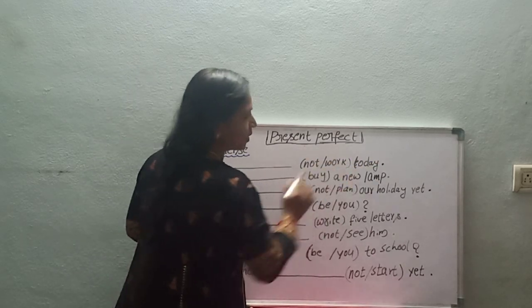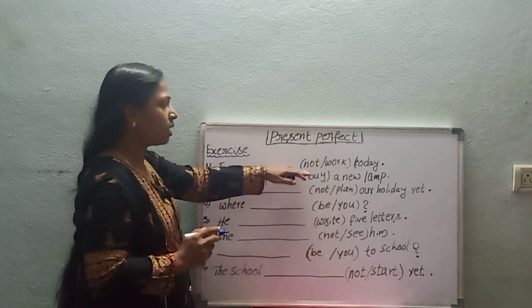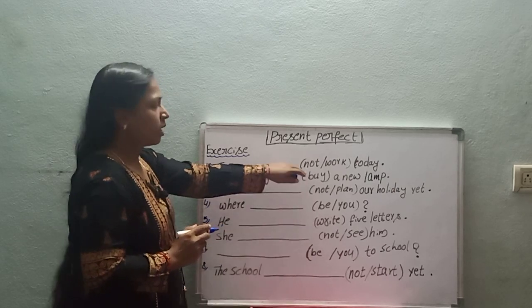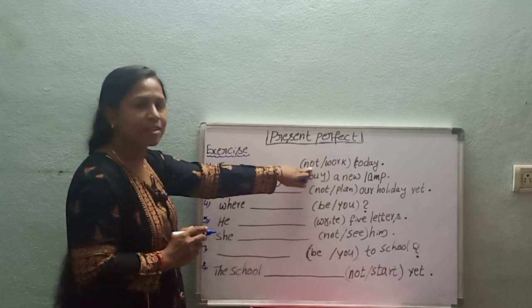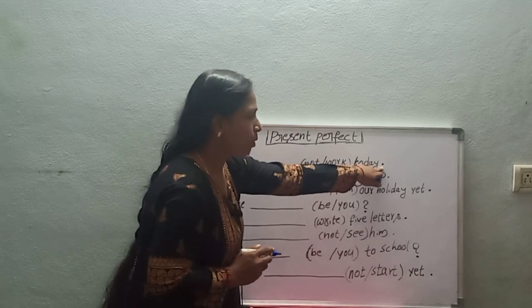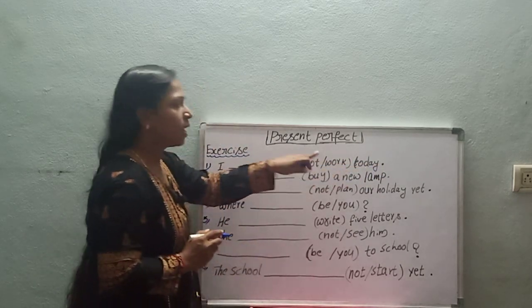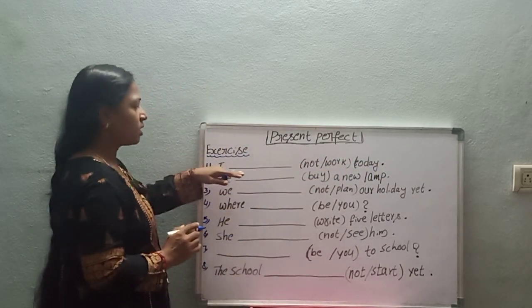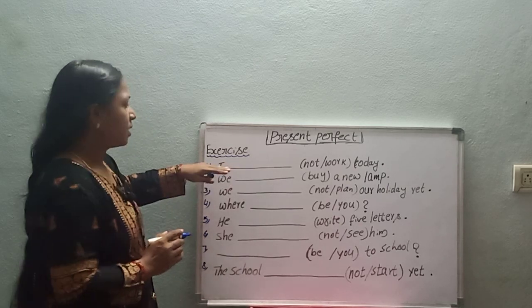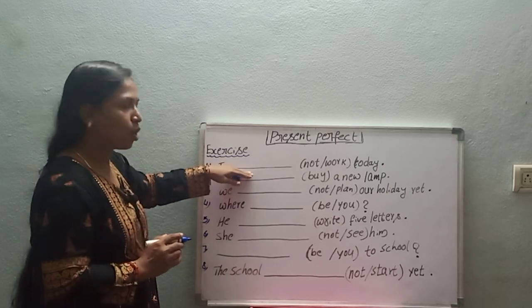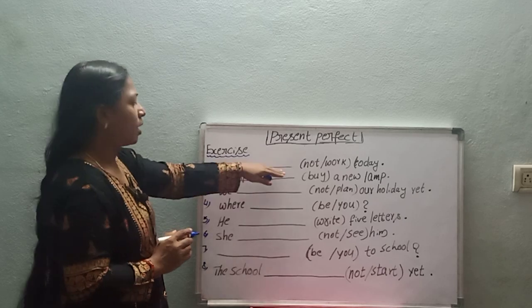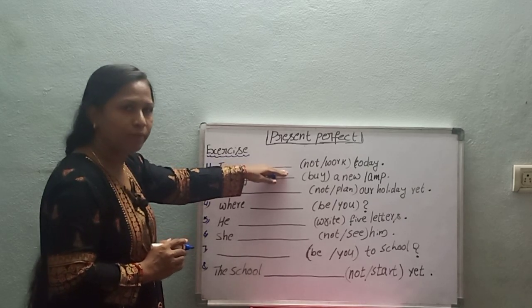There is a full stop at the end of the sentence. So this is the negative sentence because "not" means negative. What is the structure of a negative sentence? Subject, has not or have not, plus the third form of the verb.